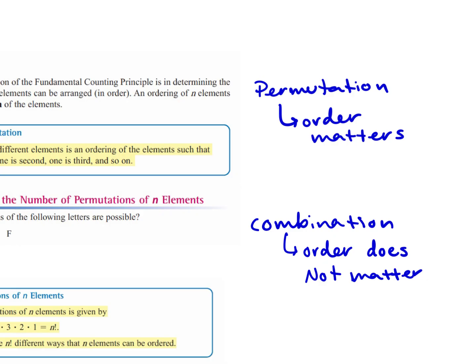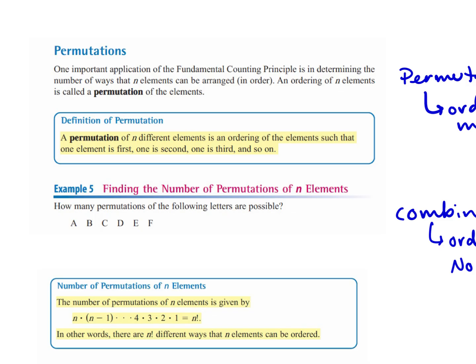An example of a combination would be like if you were picking people from a jury. Like if I selected 5 people out of this class to be on a jury, it doesn't matter if you're the first person picked on the jury or the last person picked on the jury, you're just on the jury. Or if I was picking like apples into a basket, it doesn't matter if it was the first apple in the basket or the last apple, it's just apples in the basket. So permutation, the order matters. Combination, the order does not matter. So here it says a permutation of n different elements is an ordering of the elements such that one element is first, one is second, one is third, and so on.